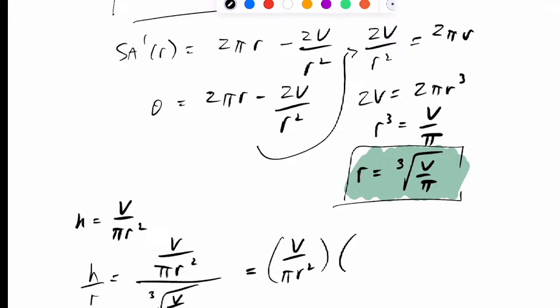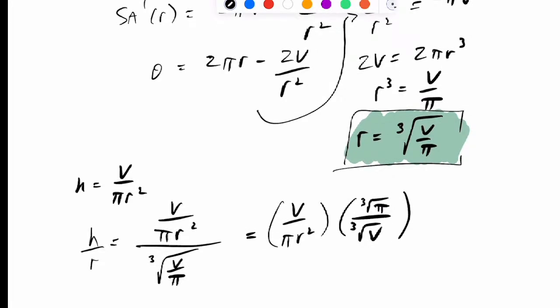Oh, I'll have to sub in my other r variable as well. So if I sub this in here, you end up getting v over pi r squared times, this ends up being the cube root of pi, cube root of v. There's a little bit of algebra to do here when I go to solve this.